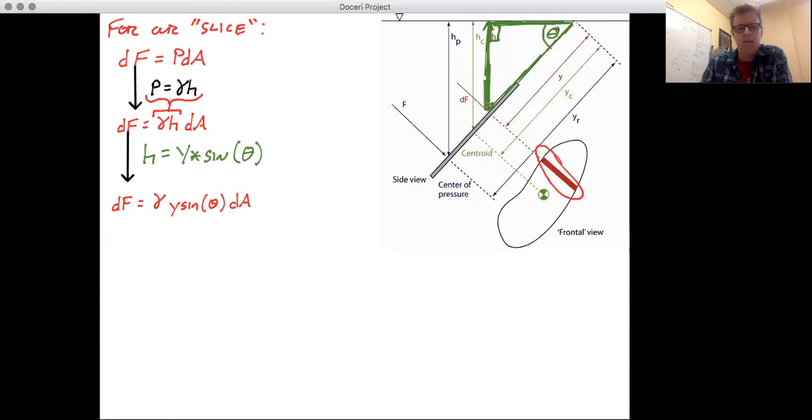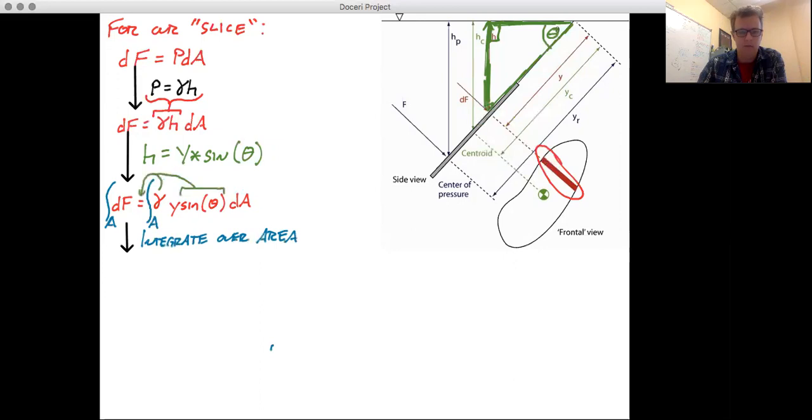So from here, this is the force on an increment of area. And what we're really after is the force acting on the entire surface. And so how do we go from an incremental area to the entire surface? Well, we integrate over the area. And so that's what I've written in there in blue, the integral signs over the area.